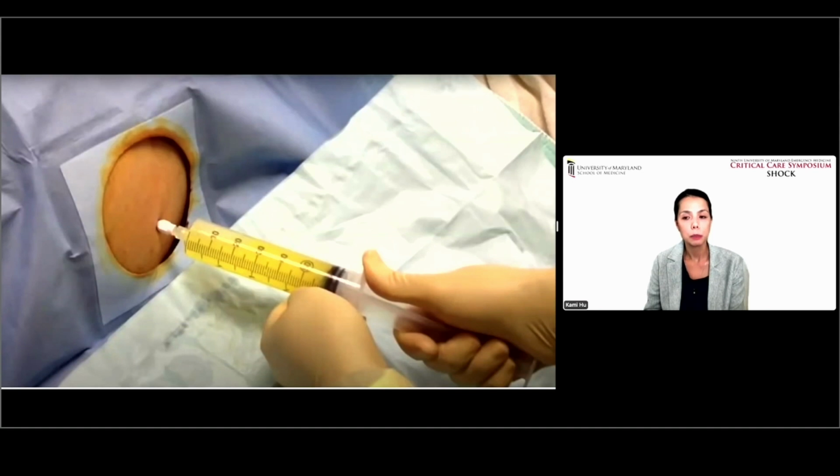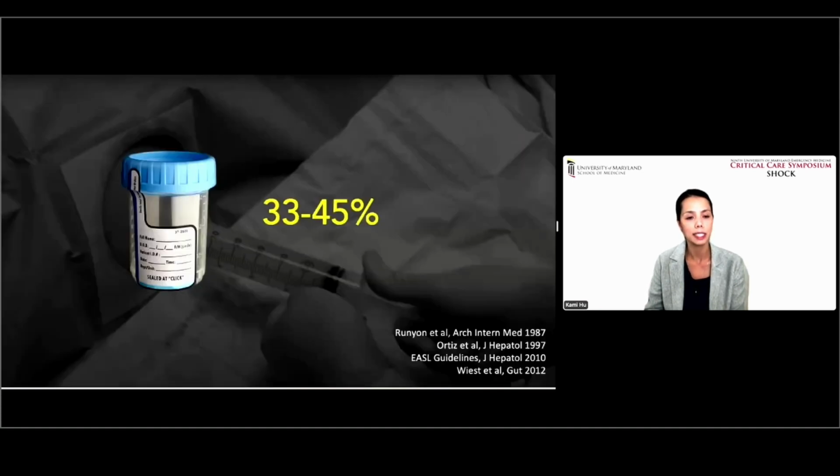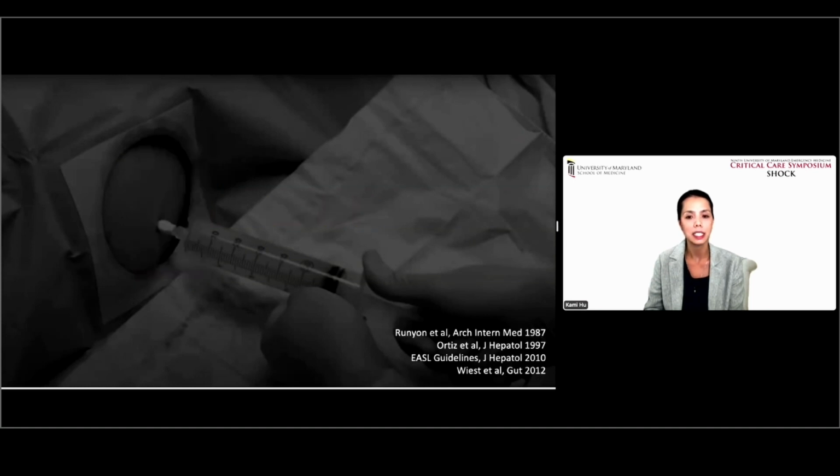Finally, we should all have a system in place with our hospital and our lab to directly inoculate ascites fluid into blood culture bottles at the bedside. Standard sampling techniques, where the specimen's in a cup and sent down to the lab for them to put in the appropriate media, have a 33 to 45% positive result rate. And this has been repeated in various studies.